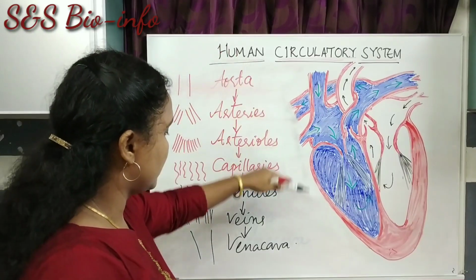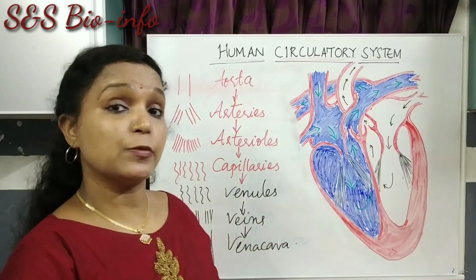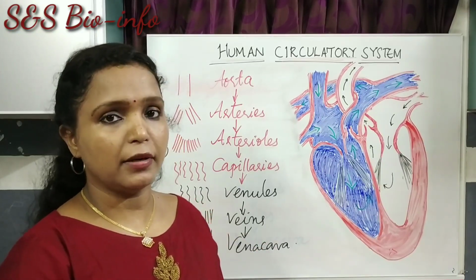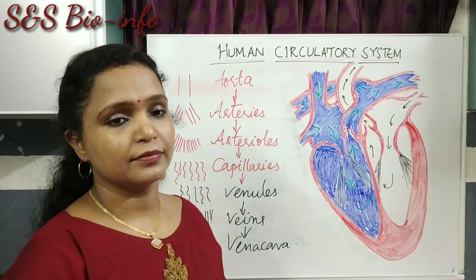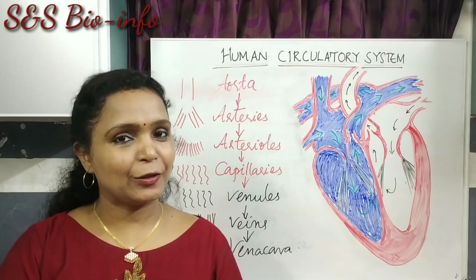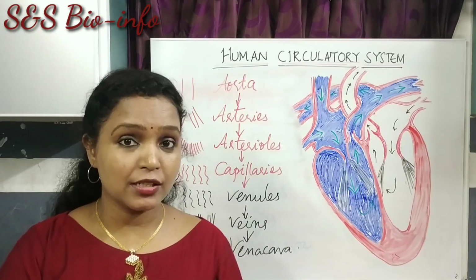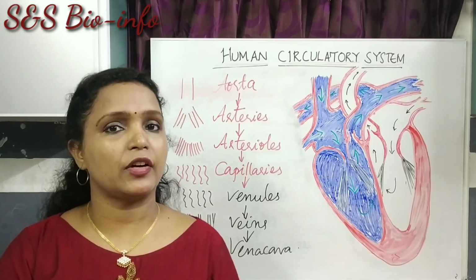So, these aorta and vena cava are interconnected because they help in the transportation of both oxygenated blood and deoxygenated blood. This is about our blood vessels. With this, I conclude my session. Today we have learnt only about blood and blood vessels. We will learn about heart, its structure and function in the upcoming classes.